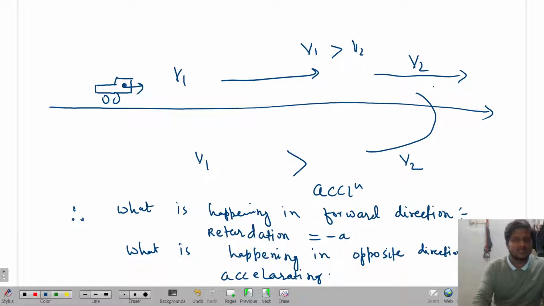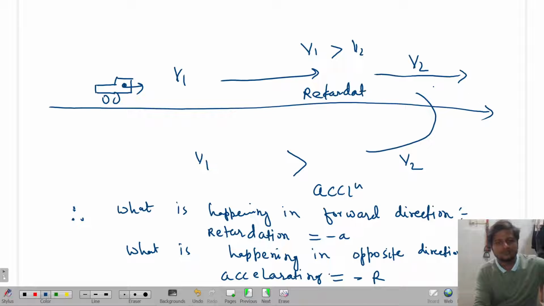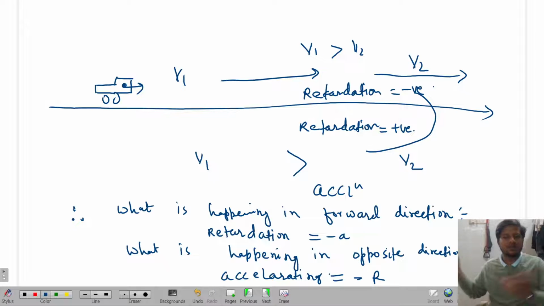This is possible if the retardation is in the forward direction and the acceleration is in the opposite direction. But one more important thing is that this increase is happening in the opposite direction, so I can say that acceleration is equal to minus of r over here, and that is why you get acceleration is equal to a. So actually in both cases there is a retardation. Here a retardation is there, here also a retardation is there, but here retardation is negative, here retardation is positive, though both are two different cases.